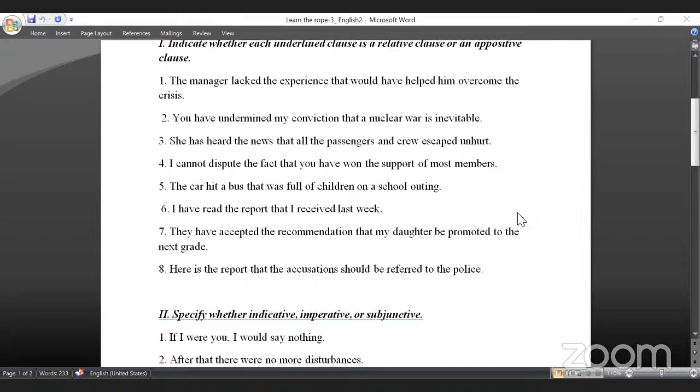Here is the report that the accusations should be referred to the police. Here is the report. The accusation should be referred to the police. So what is this one? Appositive, I think. Appositive? Yes.